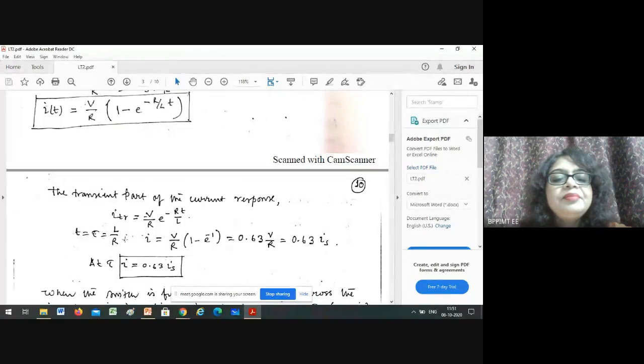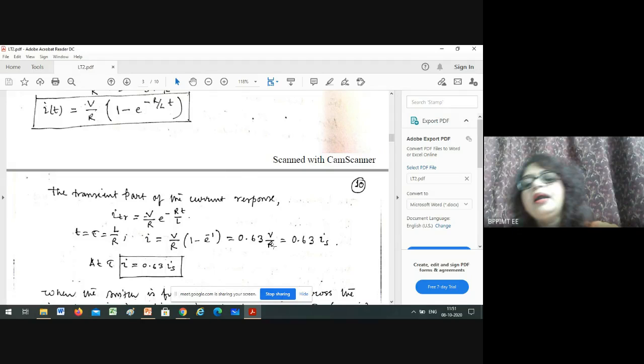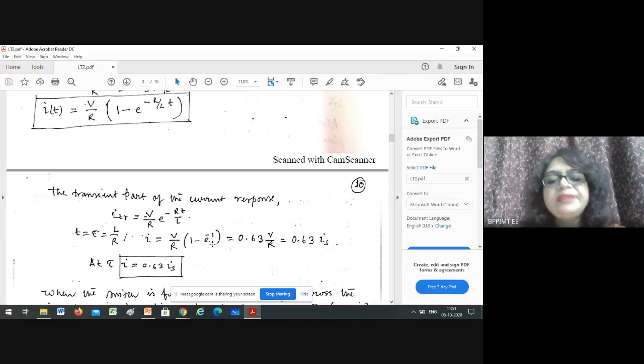At T equal to tau, that is equal to capital L by R, if we put here capital L by R, what will happen? e to the power minus 1. Then we will get 0.63 V by R, that is 0.63 IS, where IS is the steady state current.